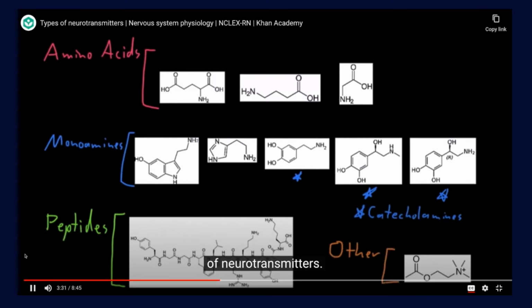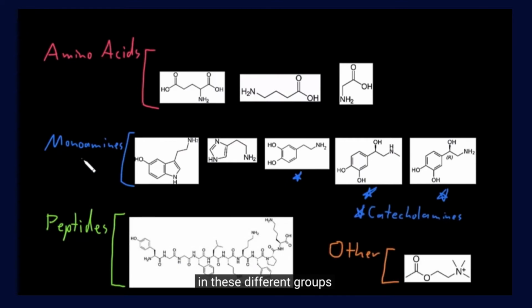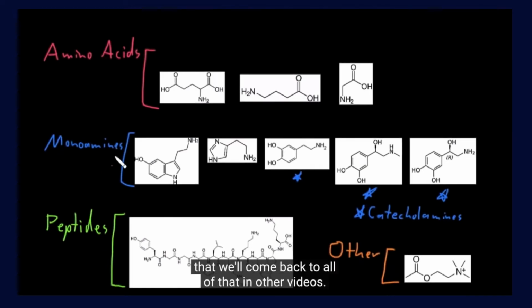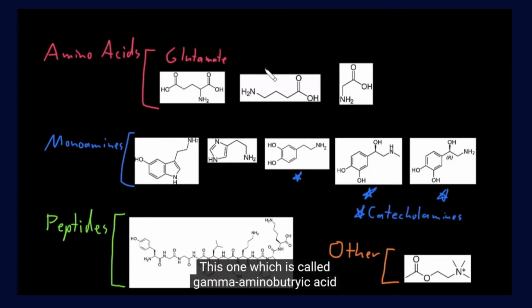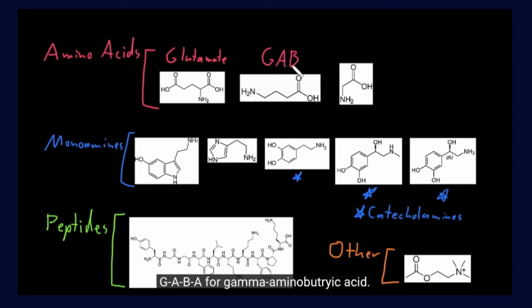Types of neurotransmitters. So now I'm going to introduce some important neurotransmitters in these different groups, and I'm going to mention some of their functions. But don't worry too much about their functions right now, because they do so many different things in different parts of the nervous system that we'll come back to all of that in other videos. But I just want to briefly introduce the different important neurotransmitters in each of these classes. Starting with the amino acids, important amino acid neurotransmitters are this one, which is called glutamate. This one, which is called gamma-aminobutyric acid, which pretty much everybody just shortens to GABA, G-A-B-A, for gamma-aminobutyric acid. And then this one, which is glycine.